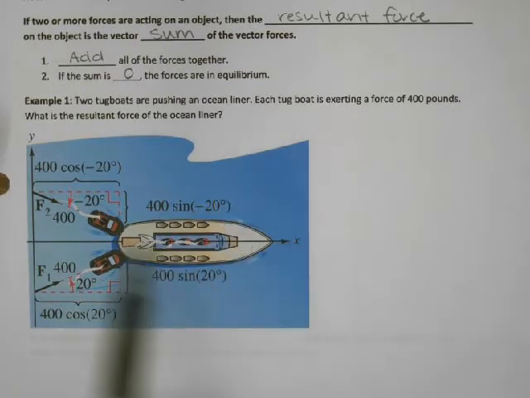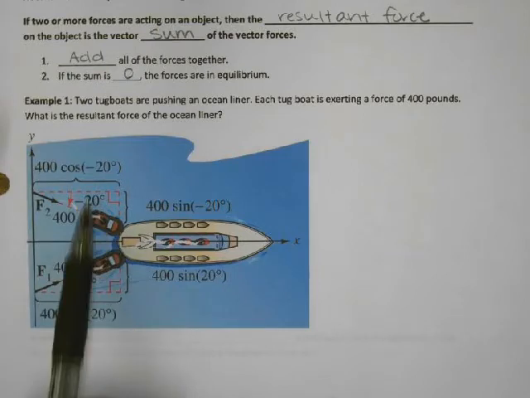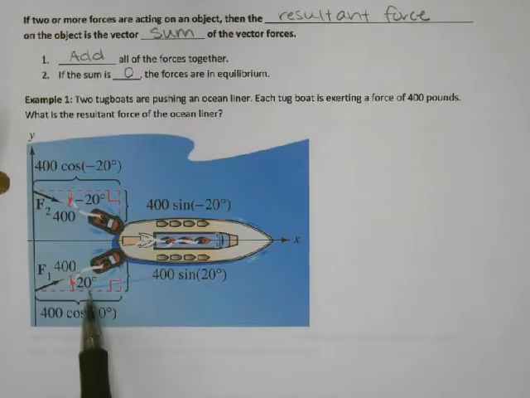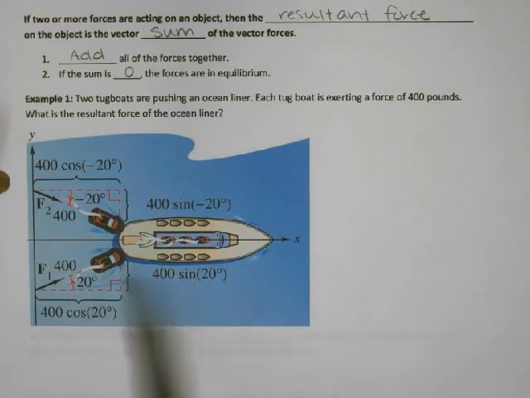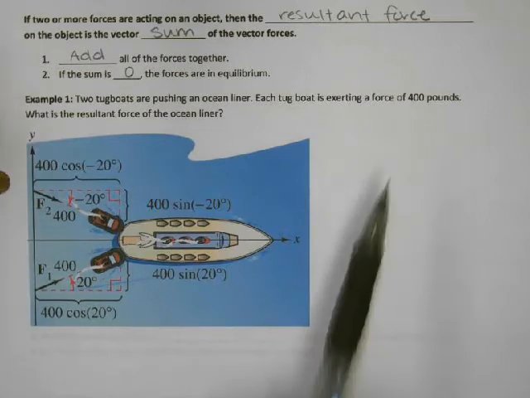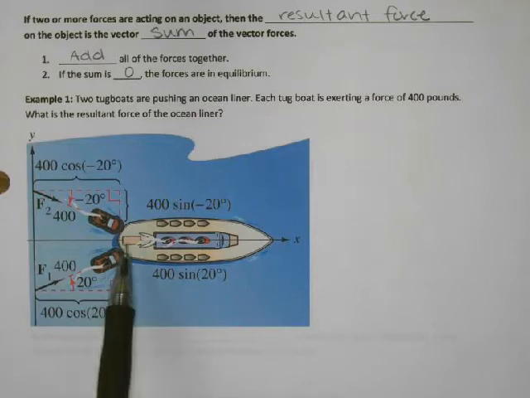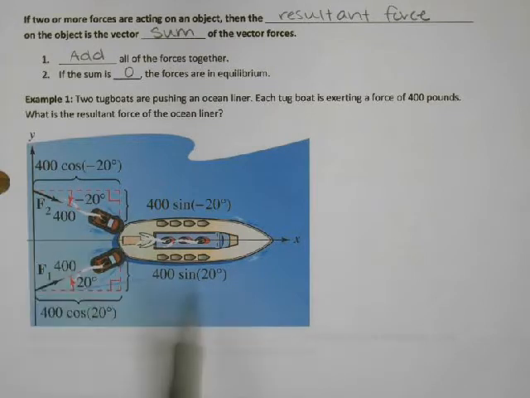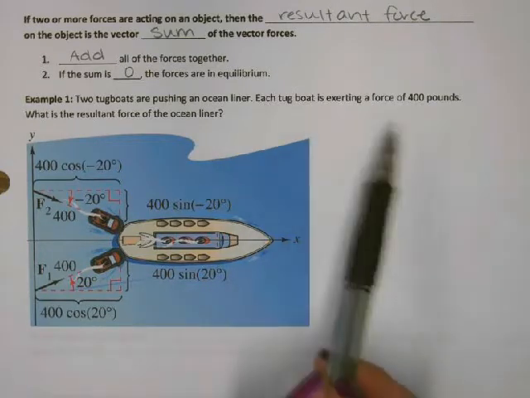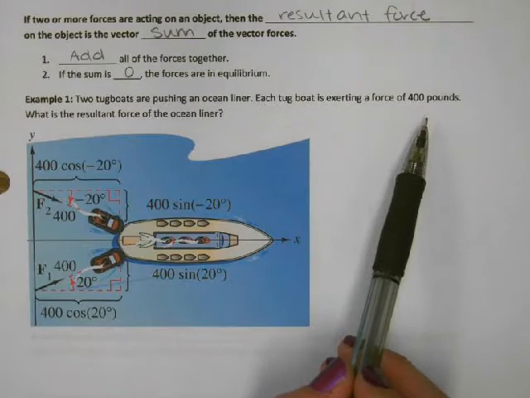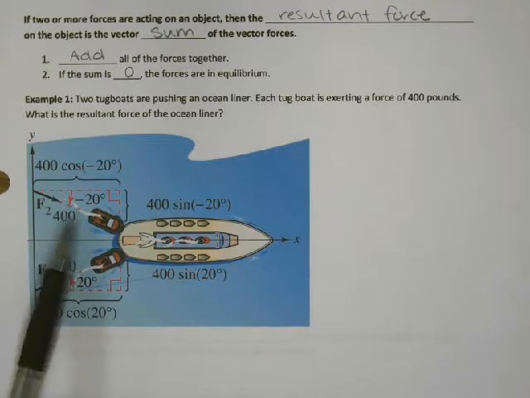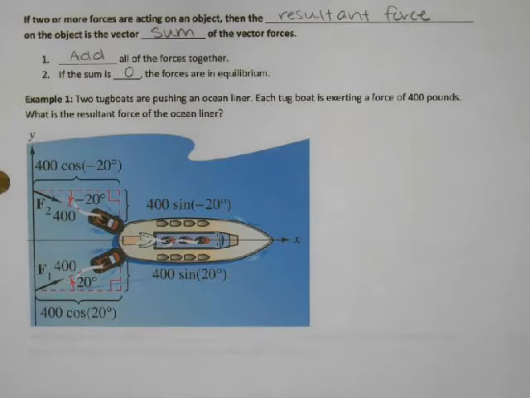So here's the ocean liner. The tugboats are pushing it at these different angles, and these angles are based off of triangles. That's why they didn't write it in the story, because you kind of have to look at the picture to understand how the angles are working. But they set it up so that we have a coordinate axis here, and the ocean liner is being pushed along the positive x-axis. So each tugboat is exerting a force of 400 pounds, and they are pushing it at the angles that were described. So what is the resultant force on the ocean liner?